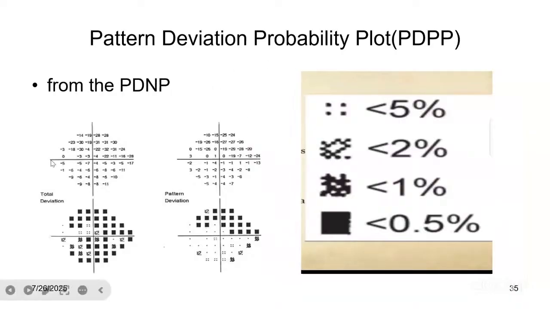For example, for the total deviation plots, you can see on the probability plot how we have a probability of less than 0.5%, even superior and inferior. But when you correct for the deviation, you can now see that it gives us more of an accurate superior defect.